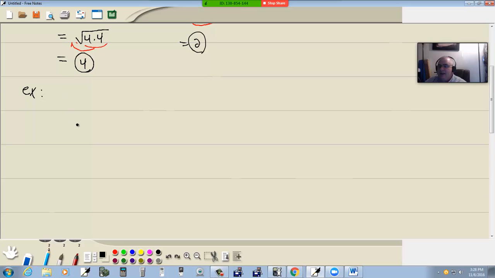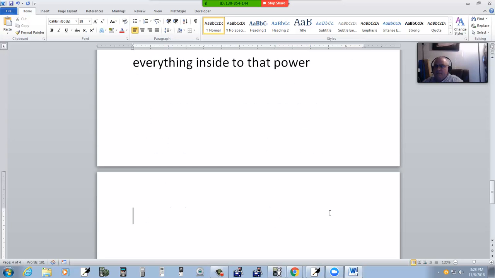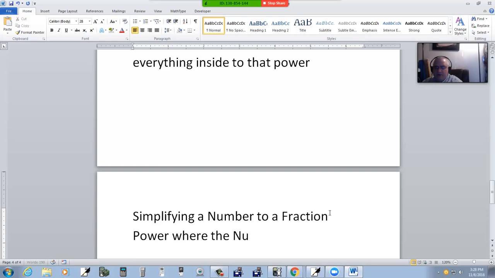Now let's say I had 8 to the 2/3 power. This is simplifying a number to a fractional power where the numerator is greater than 1.